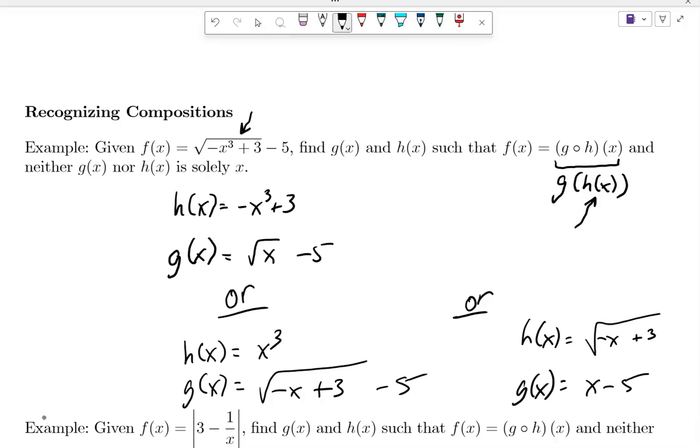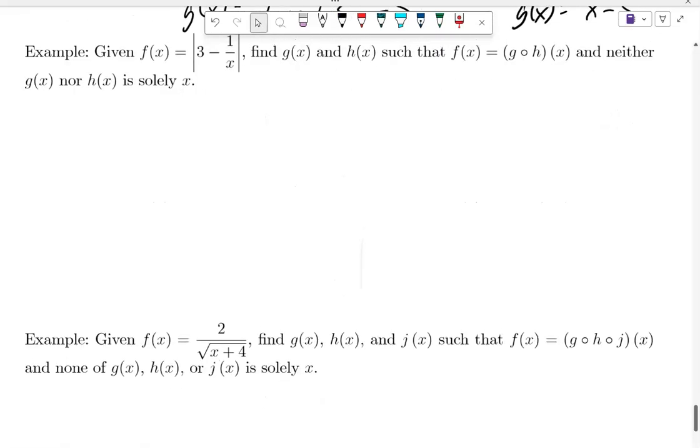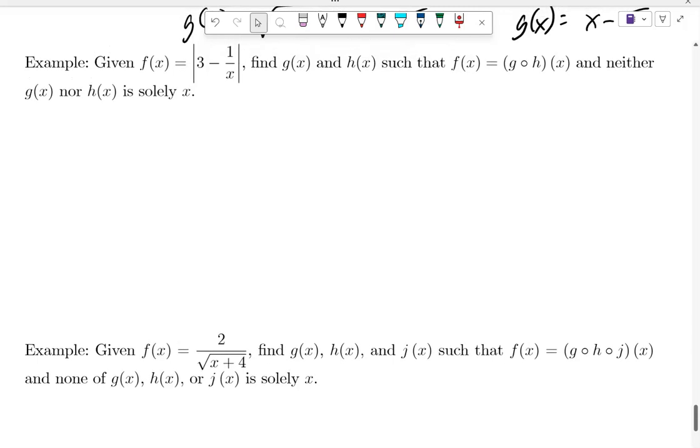There's lots and lots of different ways to do it. There's no one right way to do it. Okay? I could have made this just a positive x and made that a negative x cubed, for example. Okay? Lots of different ways. All right. Let's see if we can do the next one here.